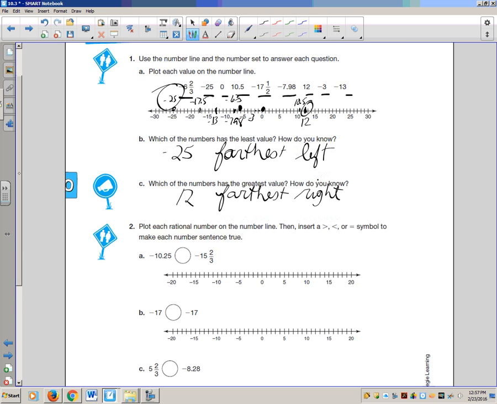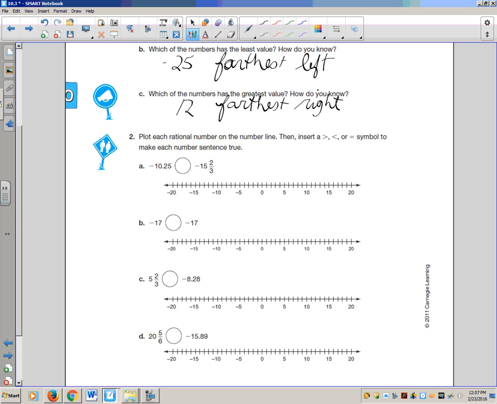Okay, now we're going to compare rational numbers. First one is negative 10 25/100. That's right here. I'm going to write that. Negative 15 is right. 12, 13, 20. Negative 15 2/3. Okay. Negative 10 is greater than negative 15 because it's farther right on your number line. Negative 17, two of them, right there.